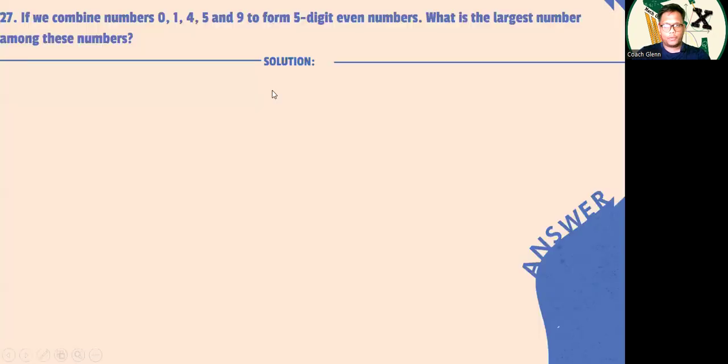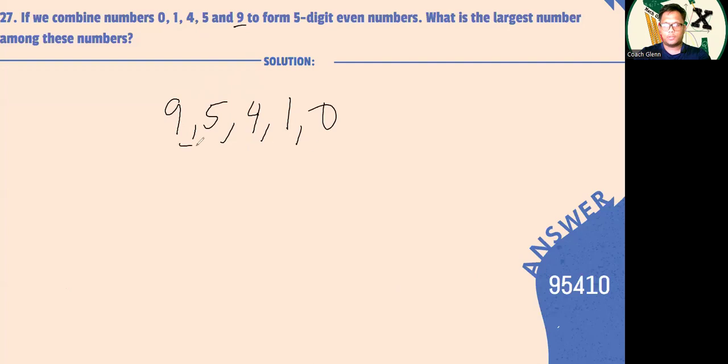If we combine 0, 1, 4, 5, and 9 to form a 5-digit even number, what is the largest among these numbers? Okay, we want it to be the largest. So we should start with the largest number, which is 9. Next, we have 5. Next, we have 4, and then 1, and then 0. So that should be 95,410. So we just arrange it from biggest to lowest, okay?